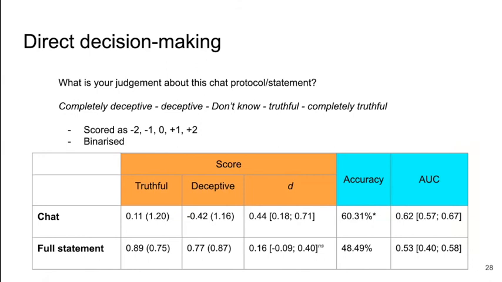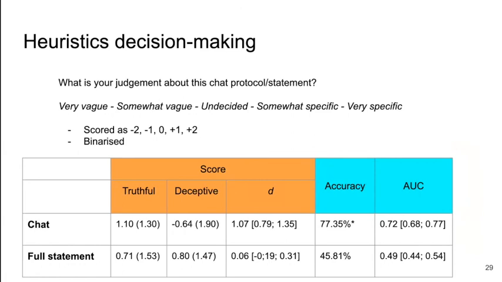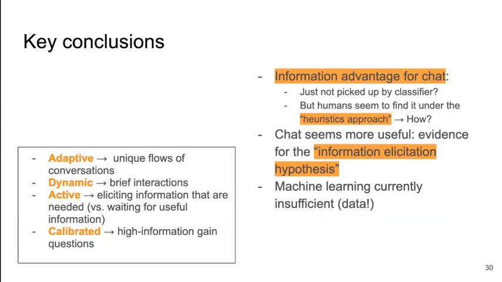Now, even more surprising, if you give them the backdoor instruction, so you say, how specific or how vague is this? Then they're again at the chance level if you give them the full statement, but they perform at 77% accuracy if you give them the chat. So something seems to be in this chat that they pick up, especially if you use this heuristics-based approach.